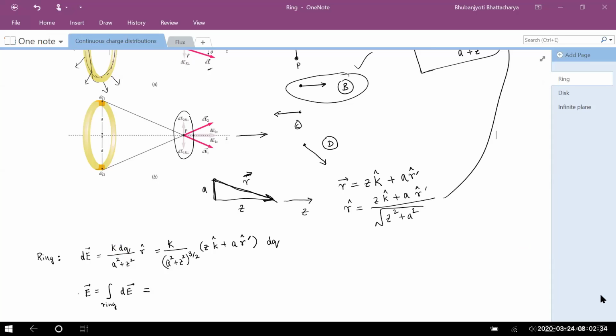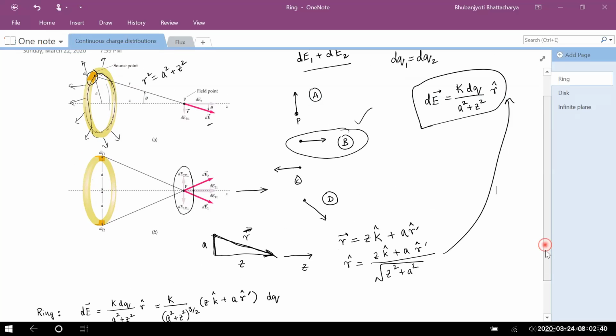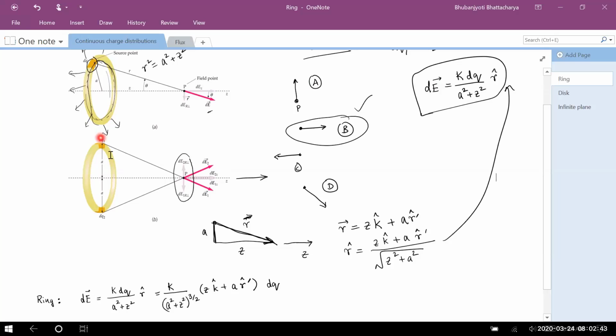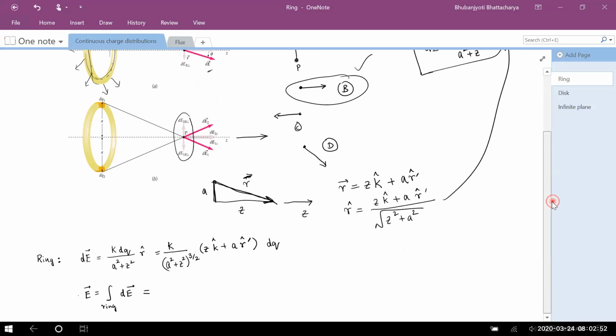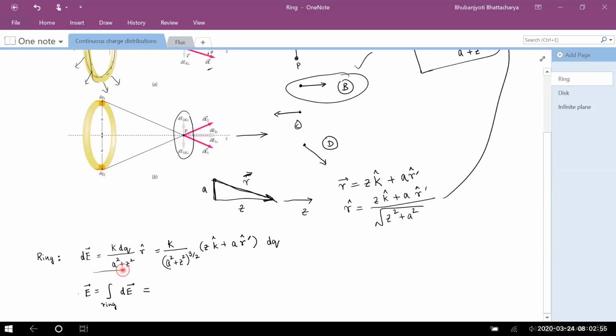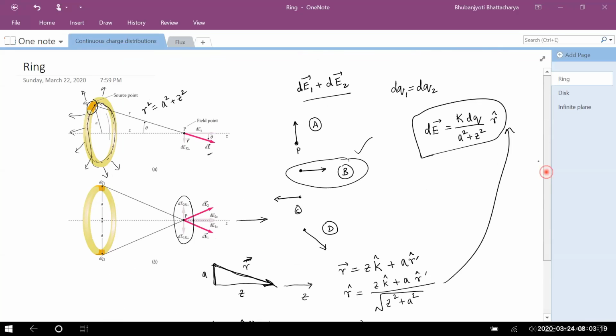But then we also did a quick poll to figure out what the net direction of that electric field would be if I had two charges, dq1 and dq2. And the consensus in the class was that the electric field would be in the z direction. How does that come about? Well, if I had dE1 and I added it to dE2, all of these prefactors, the k and a squared plus z squared and z and k hat, are all the same for both the charges. And in fact, the dq1 and dq2, we will treat them as equal charges. So we're going to use that.